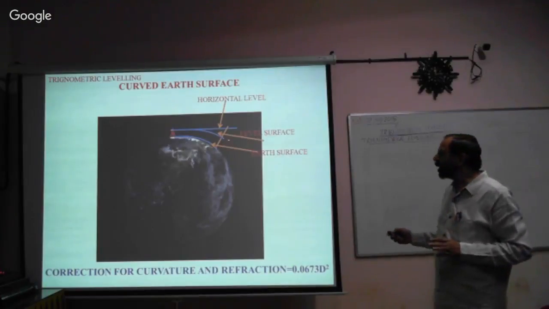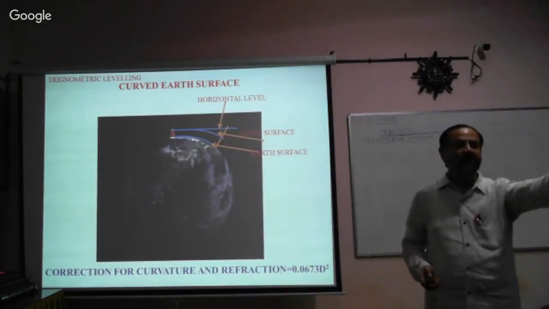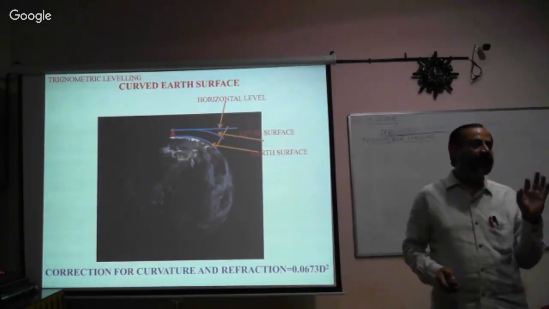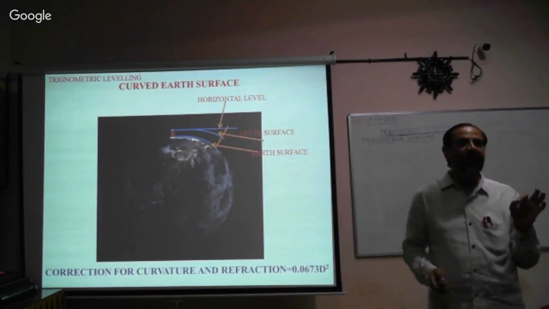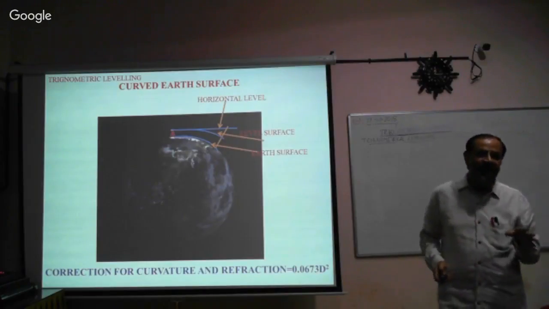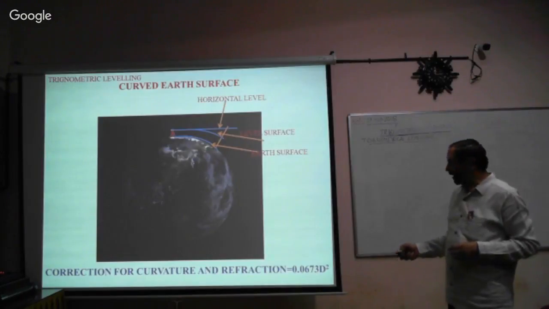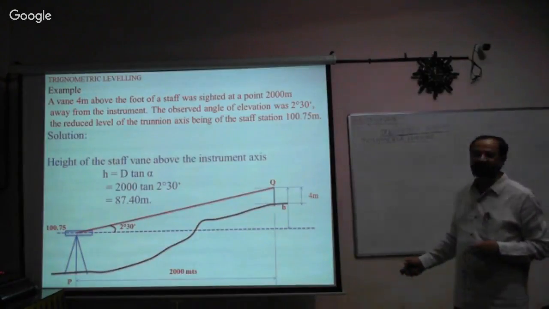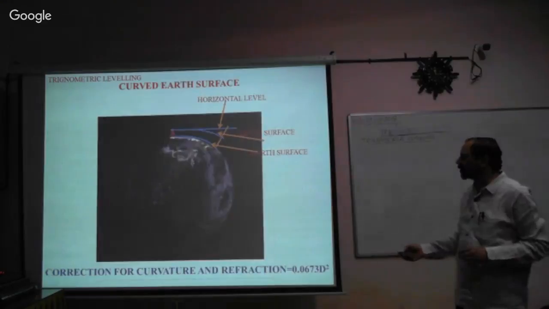Now, what does it mean? If you are taking long distance readings and you want precise values, then you need to apply it. For smaller distances, it is not applicable. But in our problem, the distance is given as 2000 meters. Therefore, we will get some value for that, and we have taken that into account.